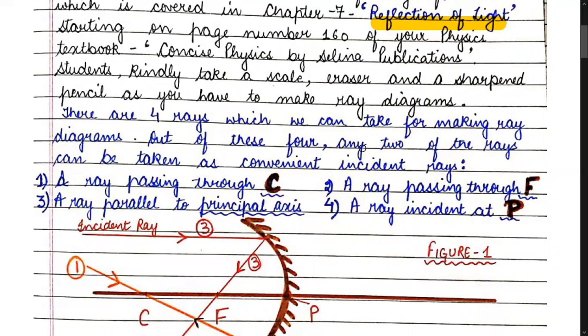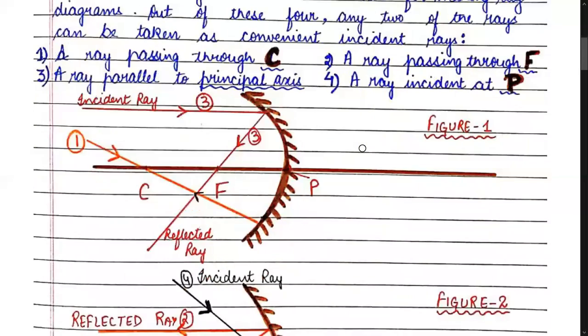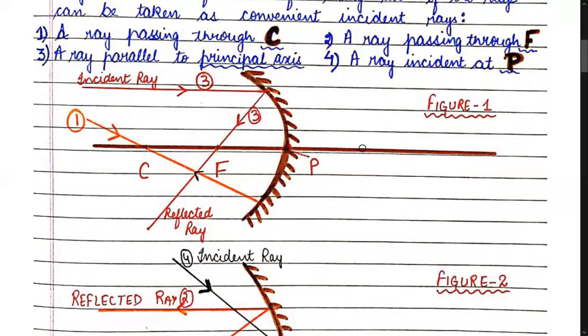So the 4 rules are, first of all, a ray passing through the center of curvature, which is denoted by capital C. Second, a ray passing through the focal point, that is capital F. Thirdly, a ray parallel to the principal axis. And the fourth rule is a ray incident at point P, where P stands for the pole of the spherical mirror.